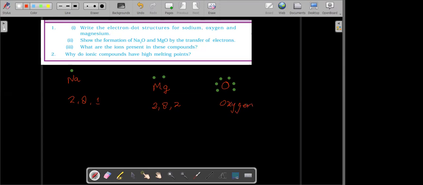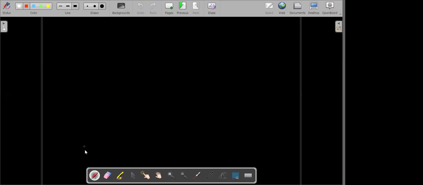Next, question number 2. We have to show the formation of Na2O and MgO by the transfer of electrons. So how will we show this formation by the transfer of electrons? Let's see. We have to show the formation of Na2O. So first we make the electron dot structures of Na as well as oxygen.